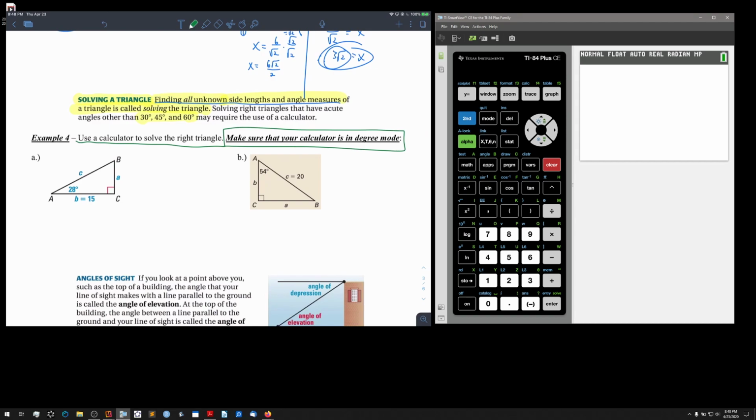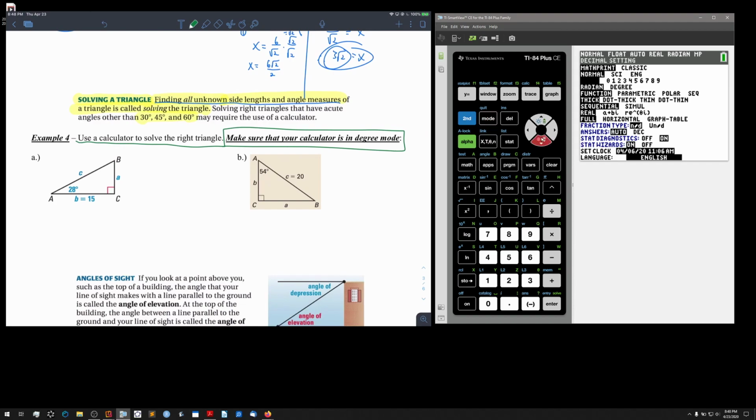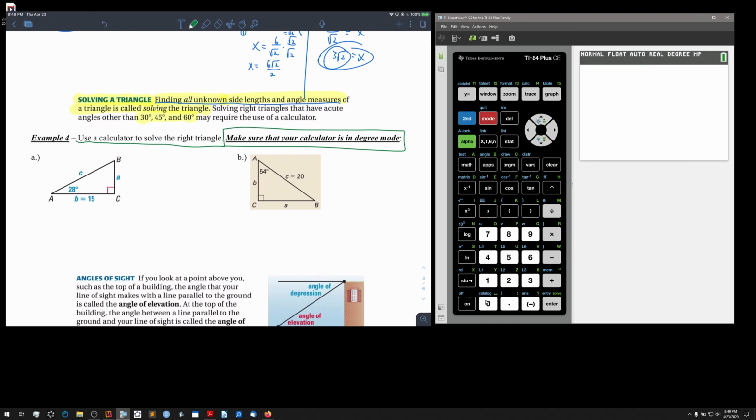So if you go to mode, please look at your calculator, go to mode, and then you go down to where it says radian and degree, switch it to degree mode. So go to degree, hit enter, make sure degree is highlighted, and then you can just quit out of here. Okay, so in the beginning, for most of what we're going to do in this chapter, we're going to be using degree mode. We will work with radians, but we won't actually use our calculator in radian mode.